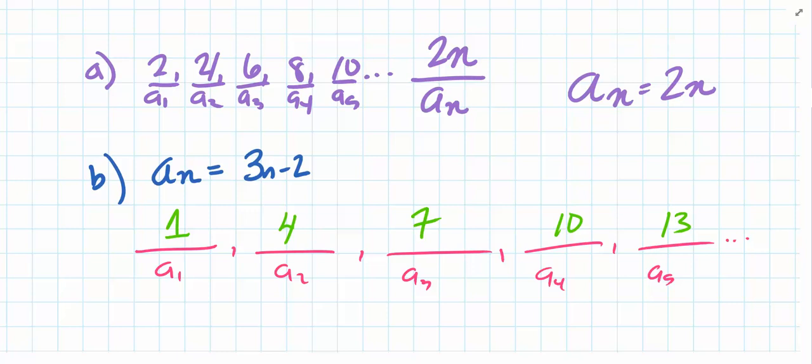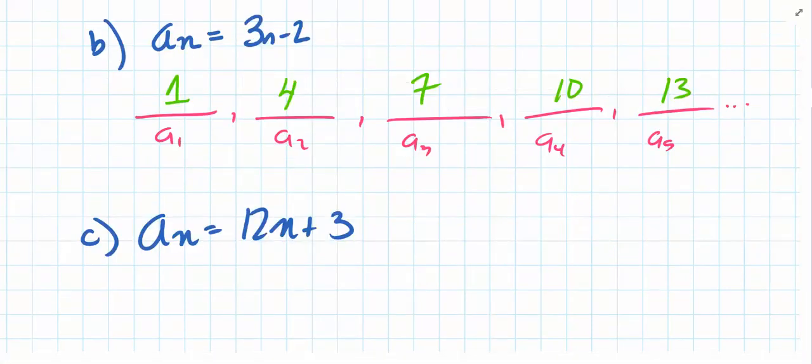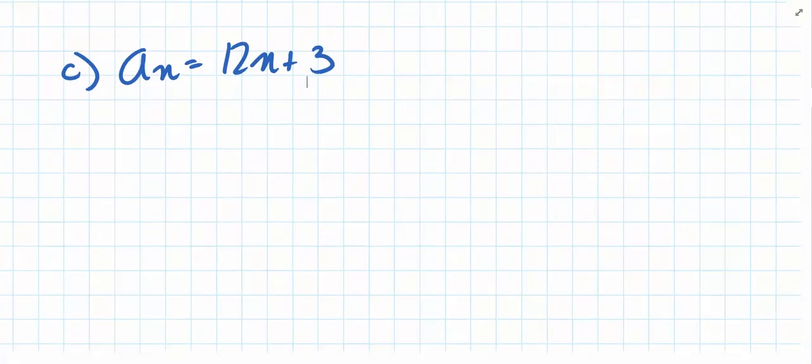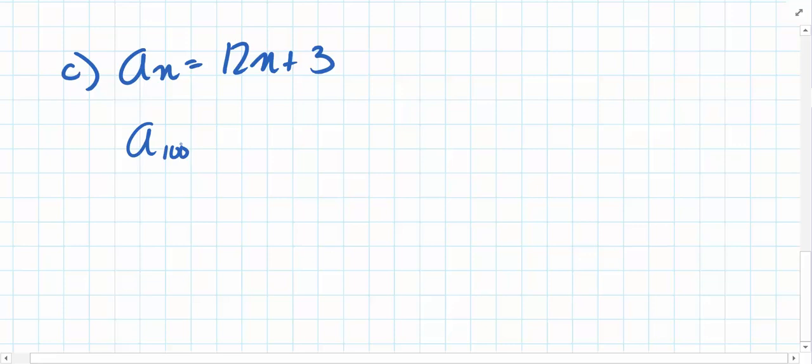Okay, here's another explicit formula. A sub n is 12n plus 3. What is a sub 100? Well, it's going to be 12 times 100, add 3, 1,203, okay? That's a comma, okay? So that's the whole beauty of an explicit formula.